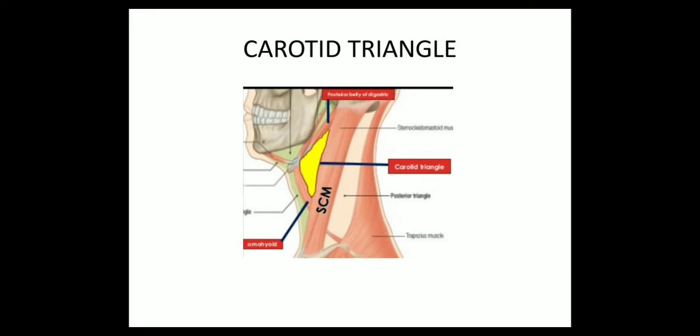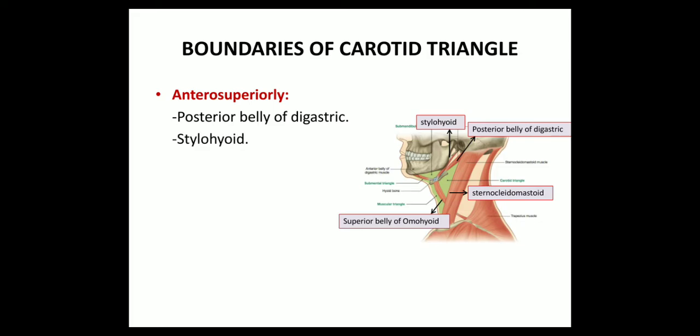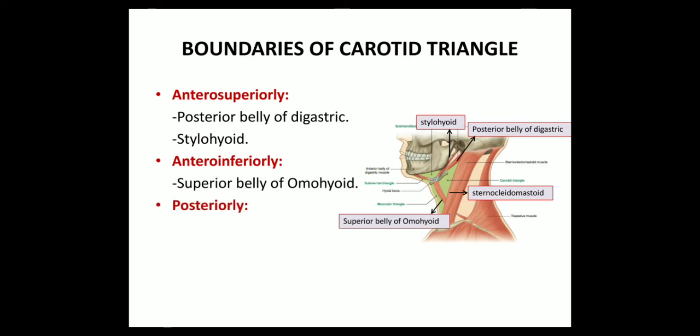Carotid triangle. The common carotid artery and the internal and external carotid arteries are present in this triangle. It is bounded anterosuperiorly by the posterior belly of the digastric and the stylohyoid muscle. Anteroinferiorly, it is bounded by the superior belly of the omohyoid. Posteriorly, it is bounded by the anterior border of the sternocleidomastoid muscle.